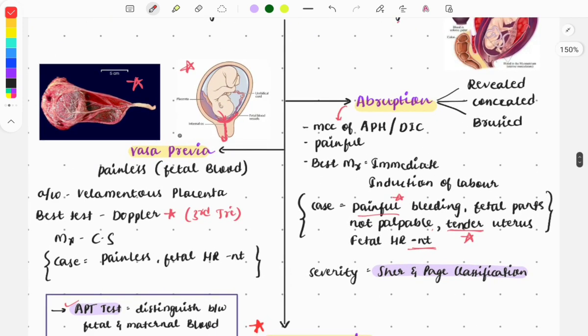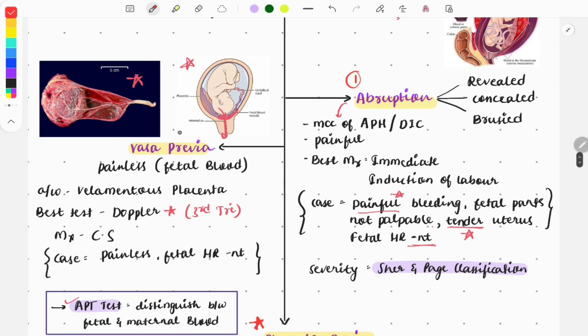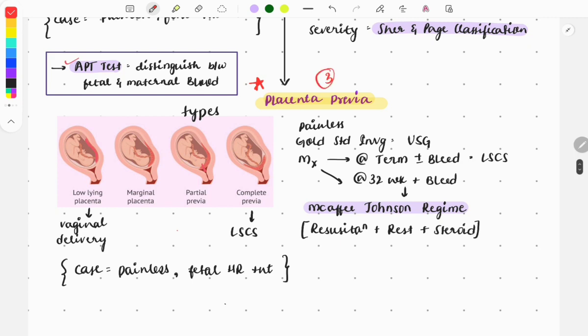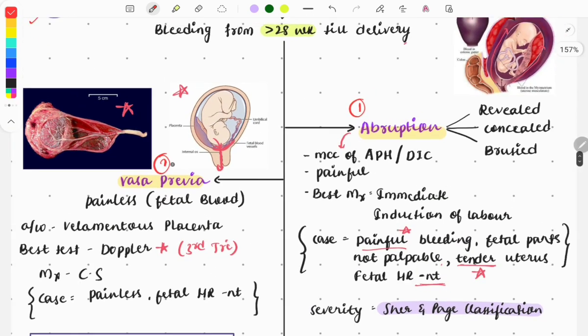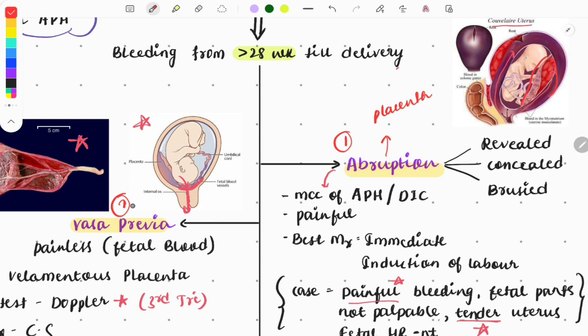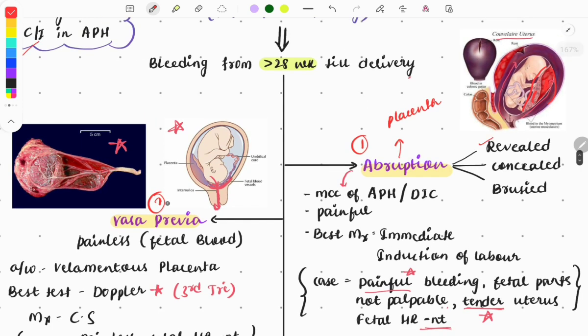Then antepartum hemorrhage is classified into three types. The first is abruption, the second is vasa previa, and the third is placenta previa. Abruption means the placenta will separate by itself. As you can see in this image, this is the placenta and it has separated from the uterus, and it will cause bleeding. It can be of three types. Revealed means the blood will come out from the vagina. Concealed means the blood stays in the uterus itself, and bruised means the blood will escape into the other parts of the uterus like the muscle.